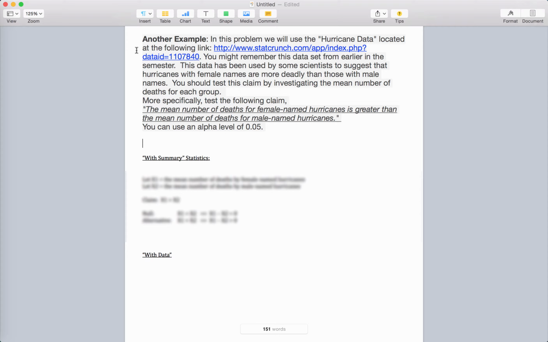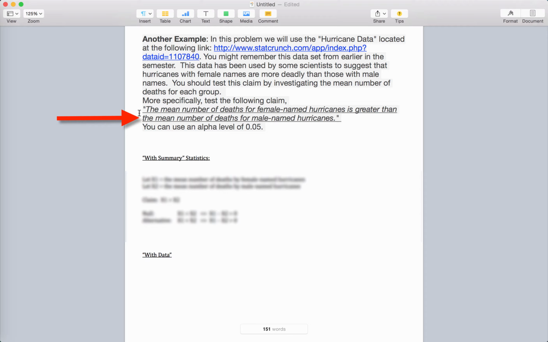So with that being said, what we're going to do is to use this data set, and we're going to specifically test this claim. We want to know whether or not there's evidence to support that the mean number of deaths for female named hurricanes is greater than the mean number of deaths for male named hurricanes, and we want to test this with an alpha level, significance level of 0.05.